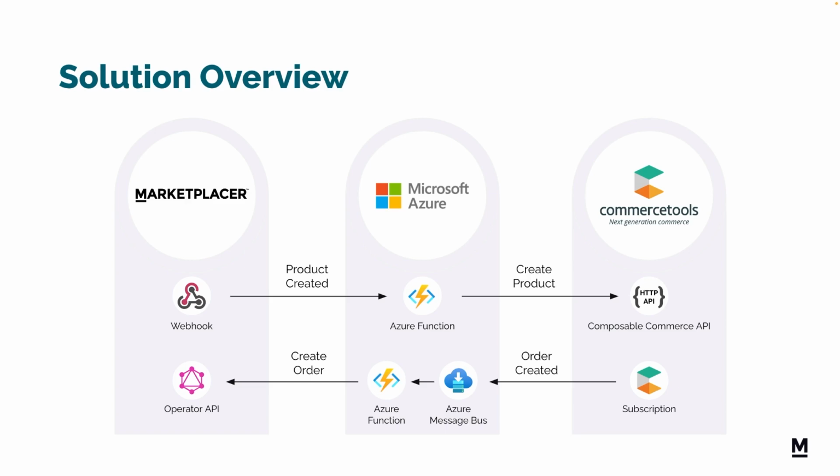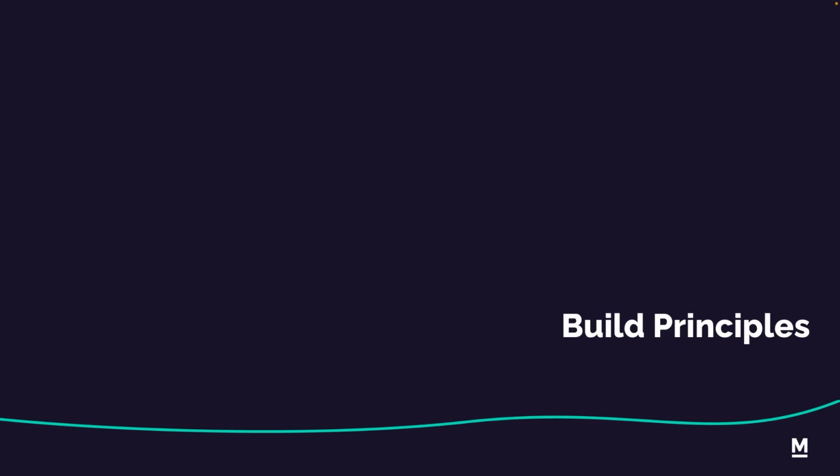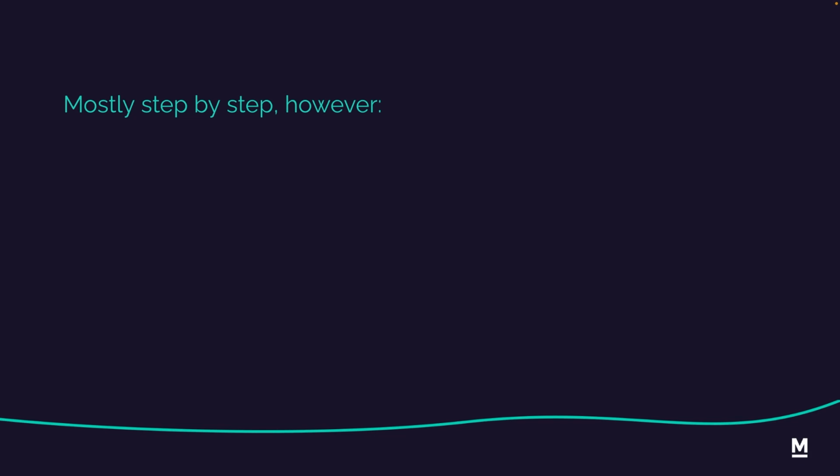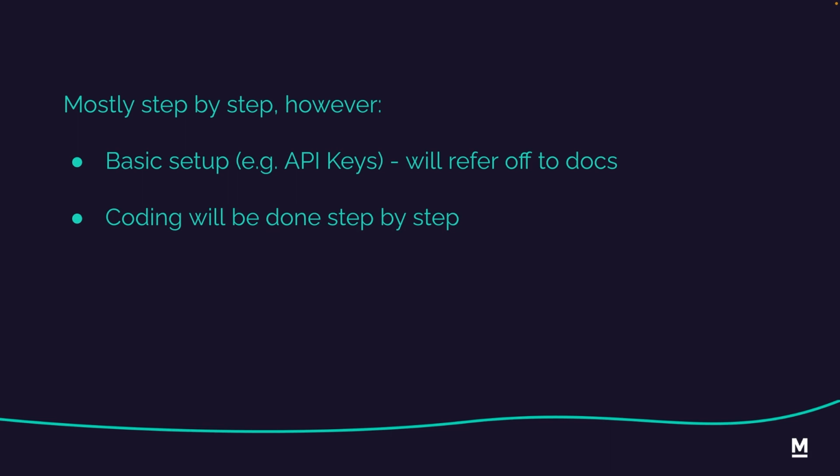More than enough to get our feet wet into building integrations into Marketplacer. So we've only got a few slides left, but I did want to just cover the build principles of what we're doing today. So it's mostly step by step. However, things like setting up your API keys, all that kind of stuff, I'm just going to refer you off to the relevant documentation. I think it's already been done elsewhere, so I'm not going to repeat that kind of stuff. And it's already very well documented on both the commercetools and the Marketplacer side of things.